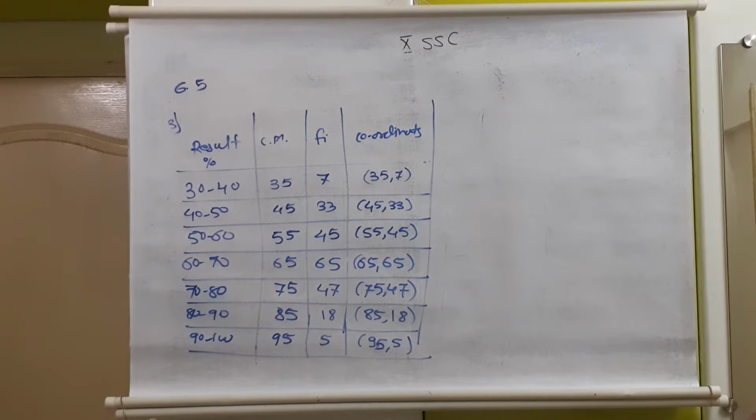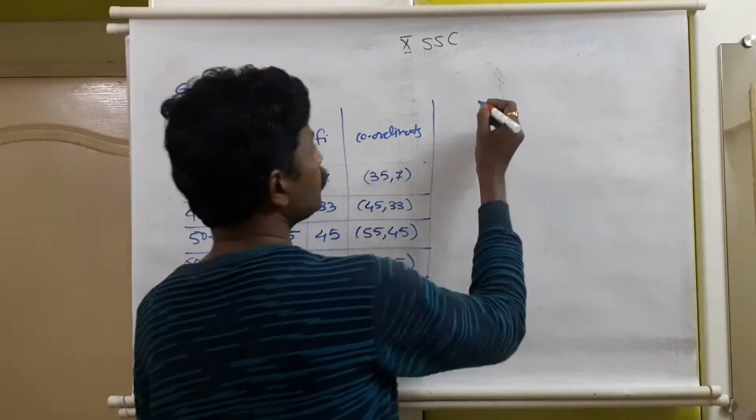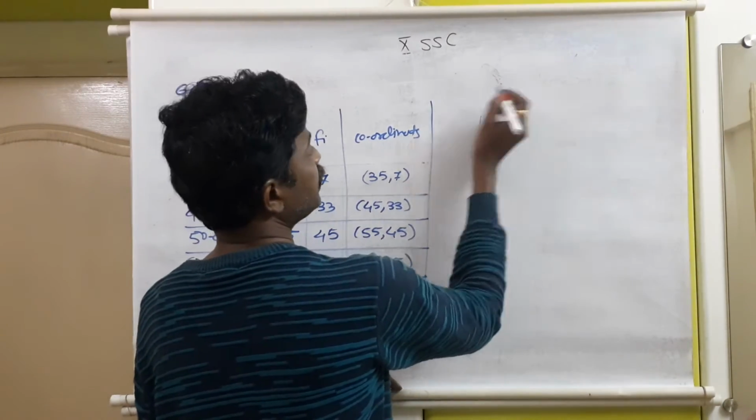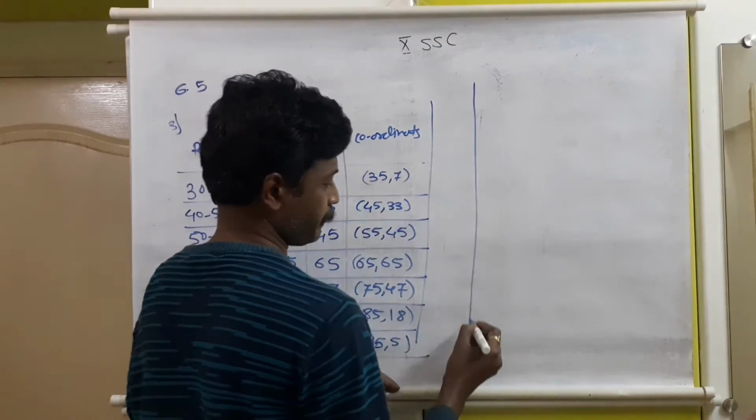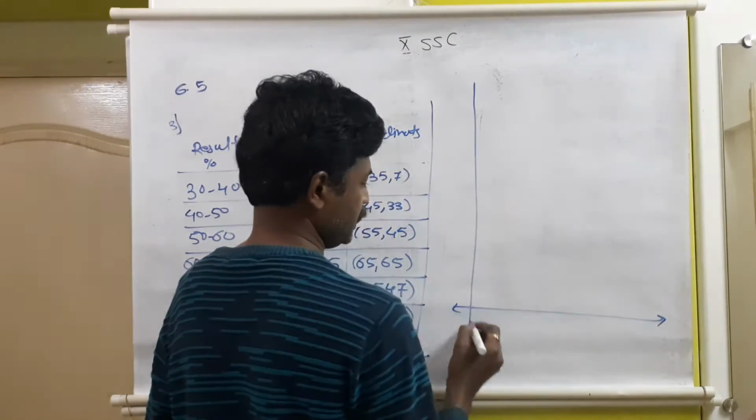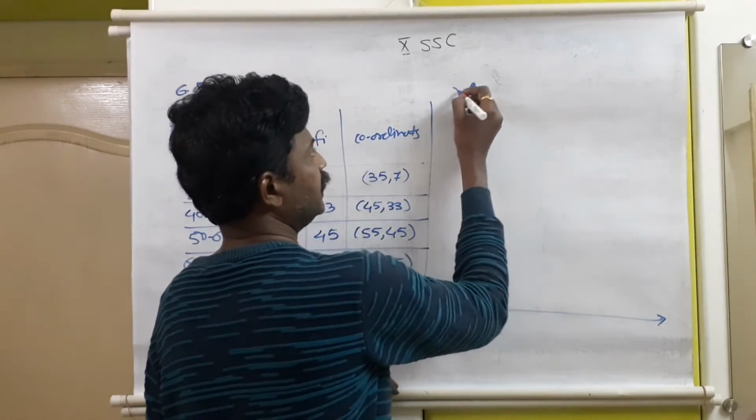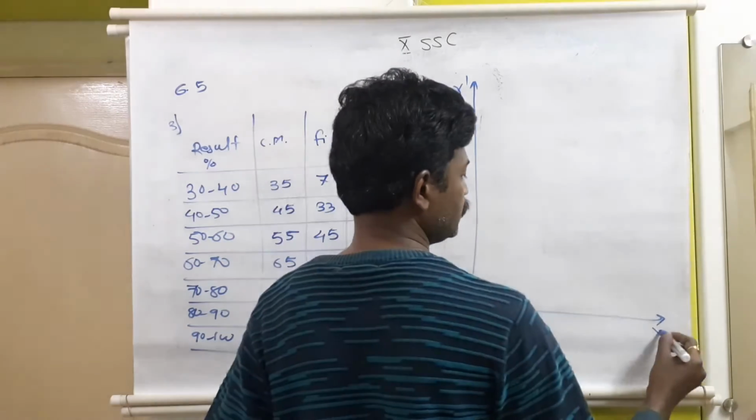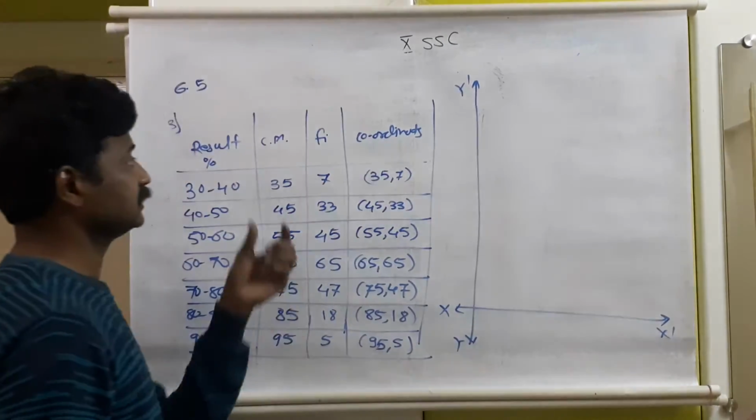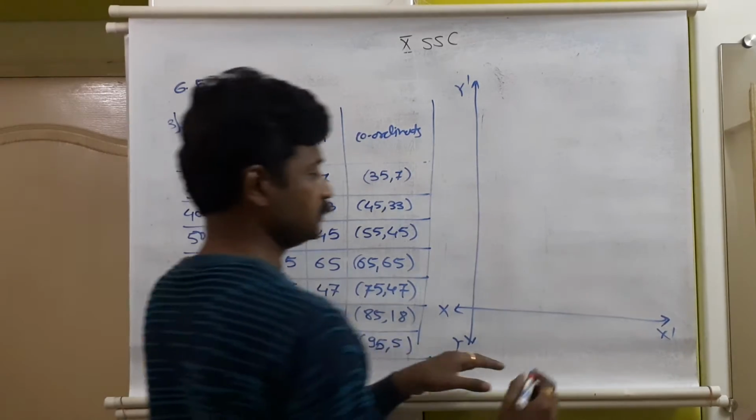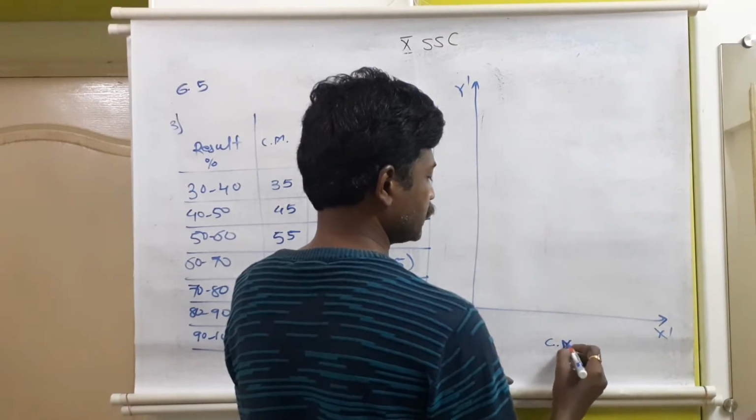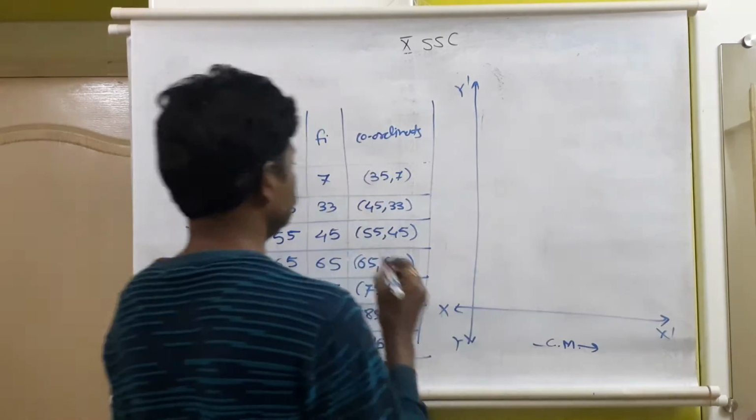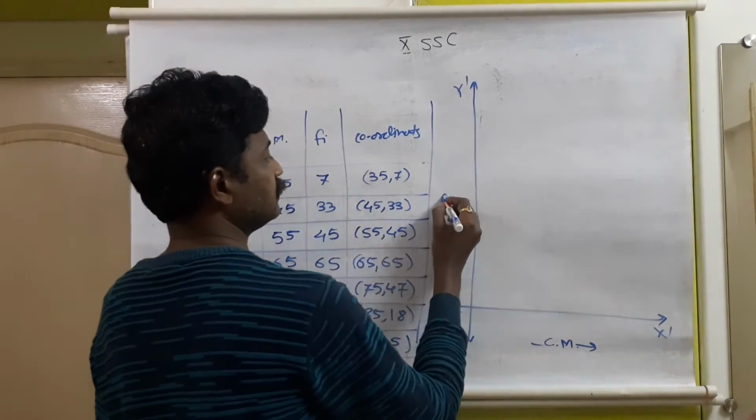So for that, first we need to have the x-axis and y-axis. The question number should be written, then the scale will come, x dash, y dash with the arrowheads. Suppose this is y dash, this is x dash. On the x-axis, class marks are going to come, so we'll write here on the x-axis: class marks. On the y-axis, frequency, that is, number of students.